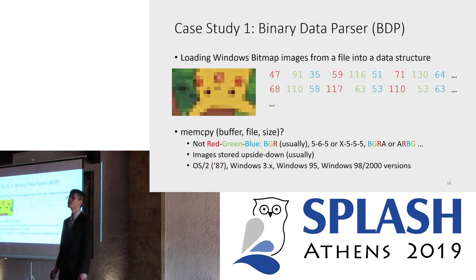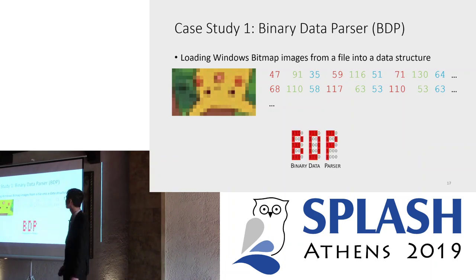They also have many different versions, starting from OS2 back in '87 all the way up to Windows 2000. Each of those have different headers and different features. And also, rows are padded to multiples of 4 bytes. What this means is that the bitmap stored on disk actually differs quite a lot from the pixels stored in your in-memory data structure.